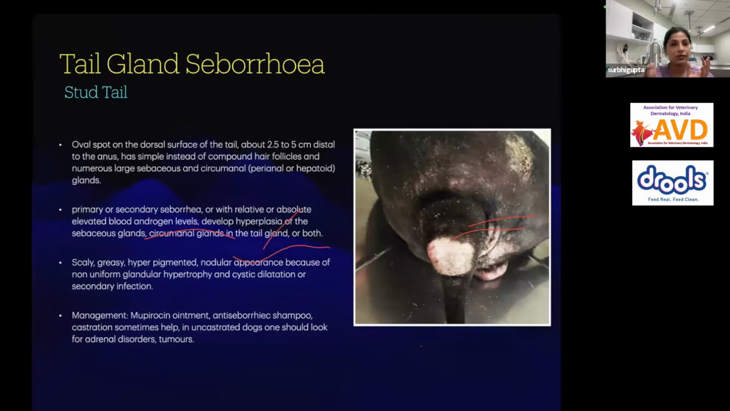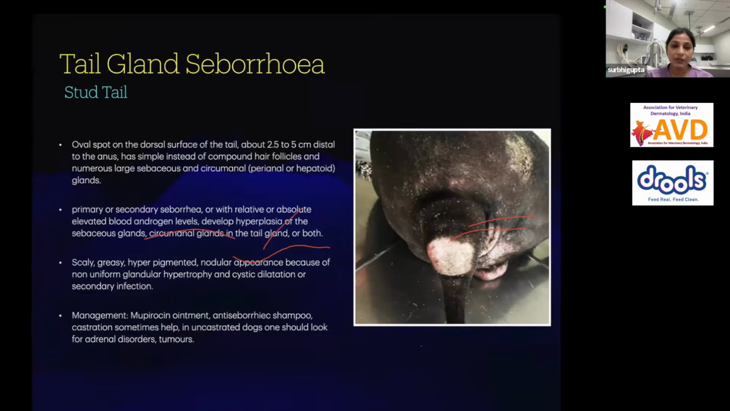Even cats have these glands. If you have confined them in tight cages and they can't groom that particular area, you can see it evidently. It is said that castration of these dogs helps a lot, and it will take at least 2 months to decrease the size of these glands. But even in uncastrated dogs this has been reported.